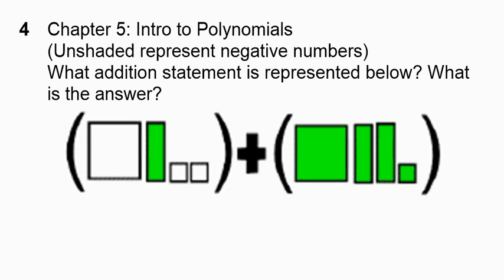Question 4 comes from chapter 5 as an introduction to polynomials. It says unshaded represent negative numbers. So here we have unshaded big square, shaded green strip, etc. What addition statement is represented below? What is the answer? So using your sense of algebra tiles, you could do one of 2 things. You could translate this back into algebraic terms and make a trinomial plus a trinomial, or you could simply simplify it using your idea of algebraic 0 pairs. But in the end, you have to add these 2 together and get an answer.